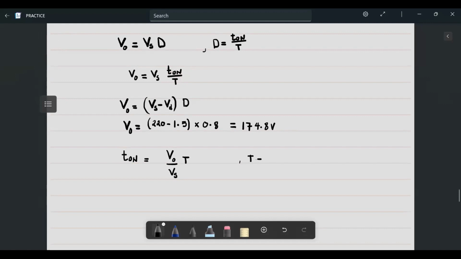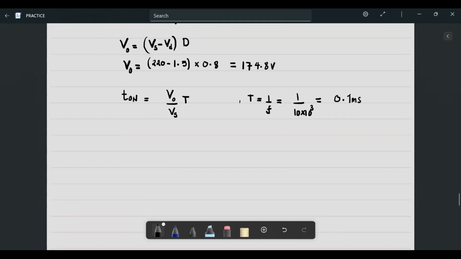So T is simply equal to 1 over frequency. It's 10 kilohertz frequency, so 1 over 10 times 10 to the power 3. So this becomes milli: 1 over 10 milliseconds, which is 0.1 milliseconds. That's the time period, right?